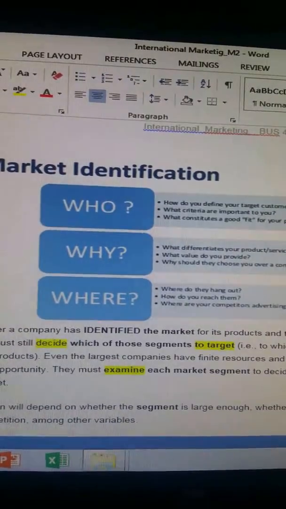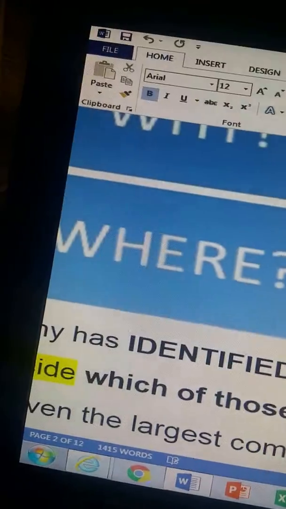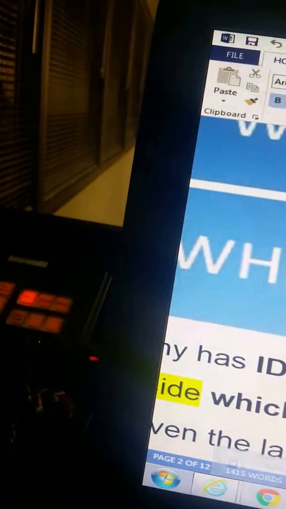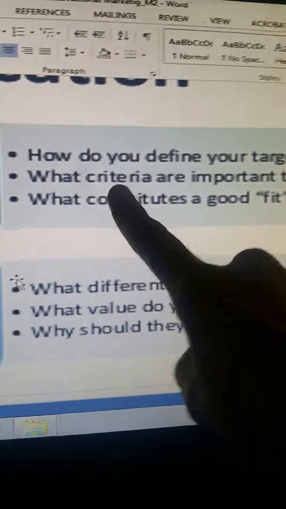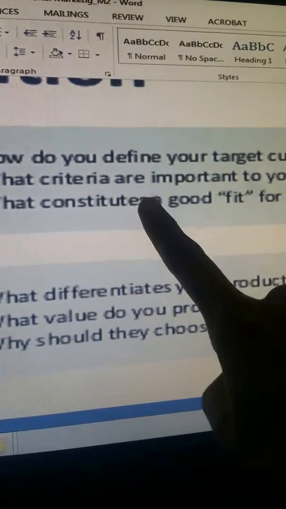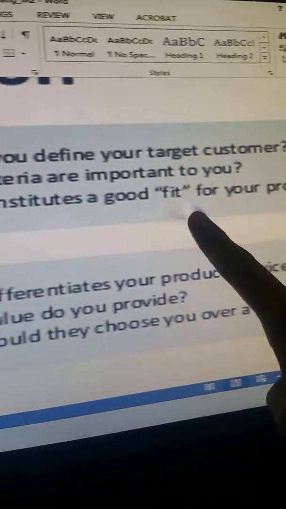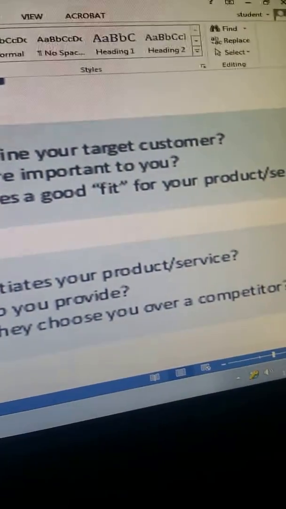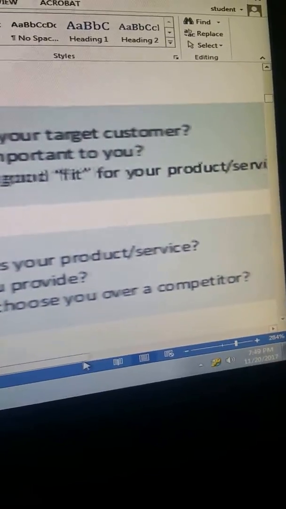Can we read this, the who? We have to take into account who, why, and where. Who? Somebody read for me. How do you define your target customer? What criteria are important to you? What constitutes a good fit for your product or services? Okay, why? Continue reading, please.